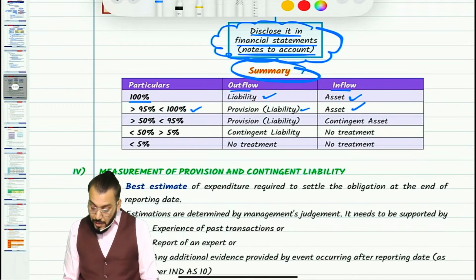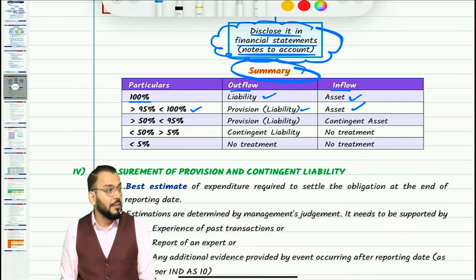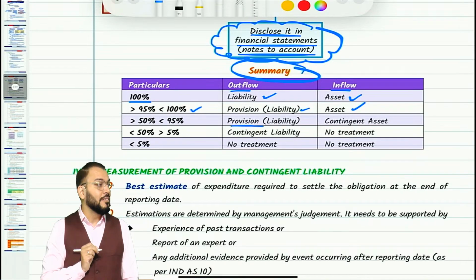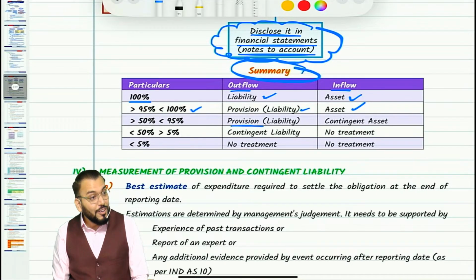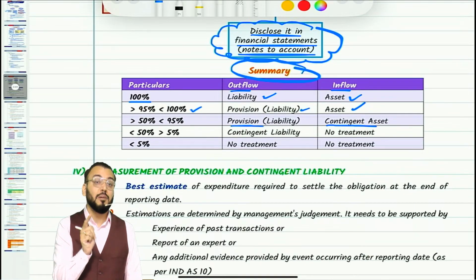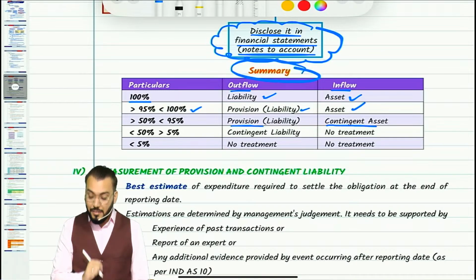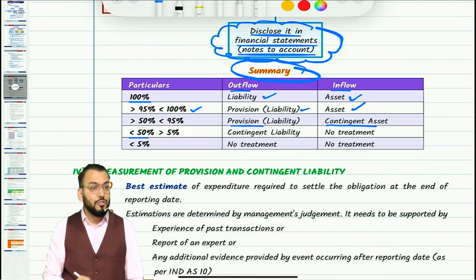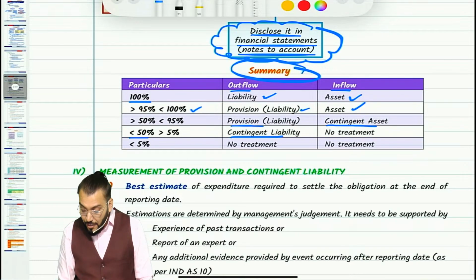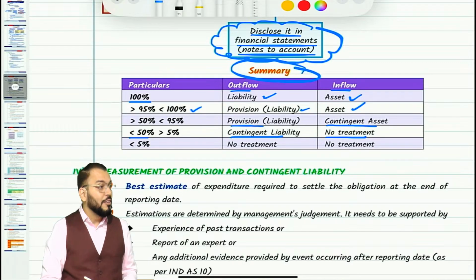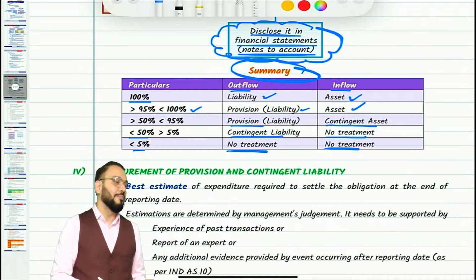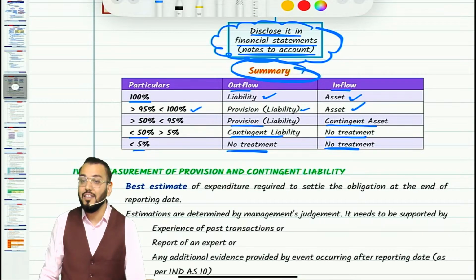Correct. Now, if it is probable, probable is more than 50%. Here it is a liability, provision. But for inflow it becomes a contingent asset. Contingent asset means we will not recognize any asset but will recognize the liability. Correct? Due to conservatism. And when I am saying less than 50%, here it becomes a contingent liability, but for inflow no treatment. When I am saying remote, in both cases no treatment and no treatment. This becomes a summary of outflow and inflow.